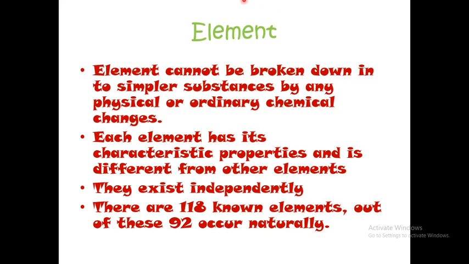Beginning with elements. Elements are the substances that cannot be split into simpler substances by ordinary chemical changes or physical changes. Each element has its characteristic properties and is different from other elements, and they exist independently. A large number of elements, about 180 known elements, are present, but out of them 92 occur naturally.